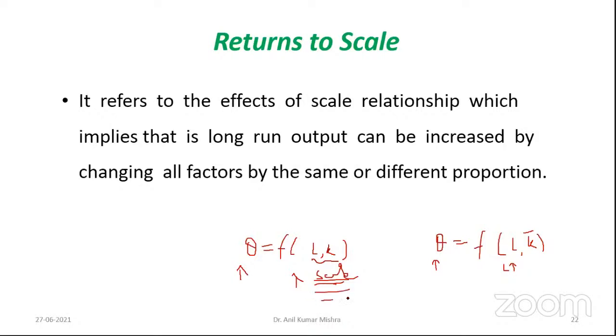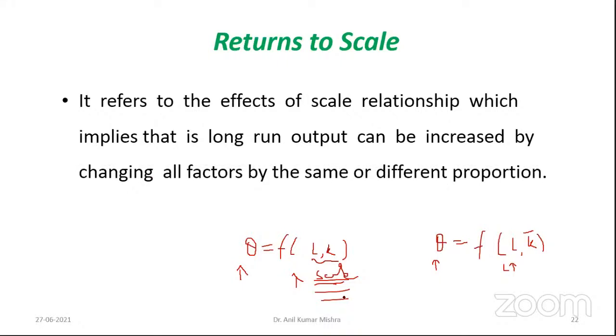So you have to change the scale. Both input factors have to be changed. But how do you depict it? In order to depict that, we have to know another term, another curve, that is called the isoquant. So we have to explain some part of the isoquant, then we move into it.